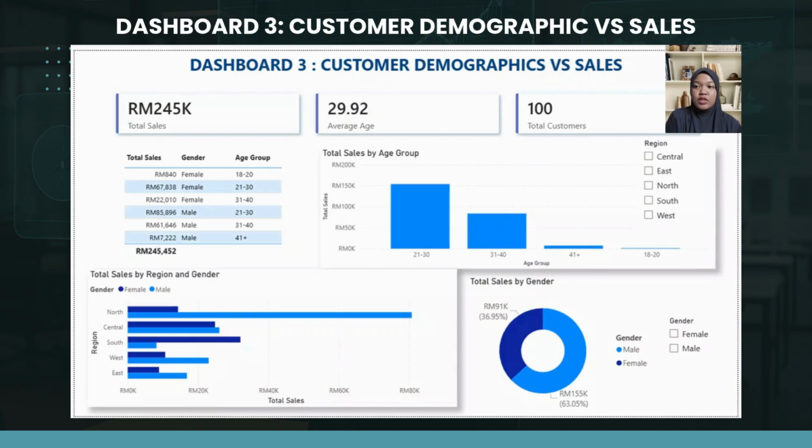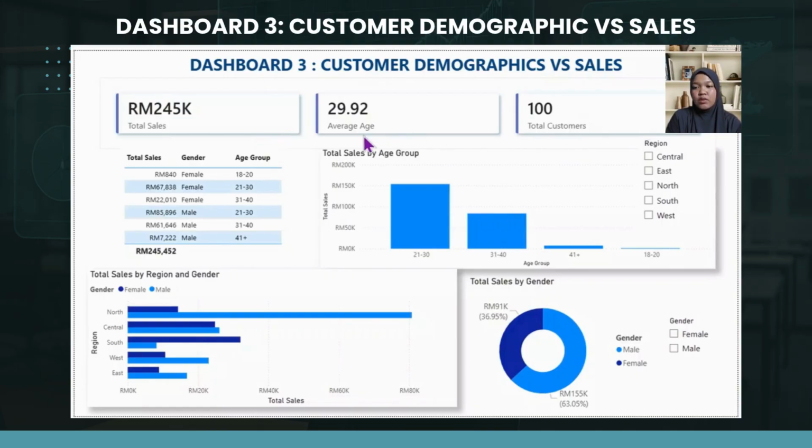Now I will present dashboard 3, which focuses on customer demographics versus sales performance. The purpose of this dashboard is to analyze customer purchasing behavior based on 3 main demographics factors, which are gender, age group, and region. By understanding customer demographics, businesses can identify their most valuable customer segments and develop more effective marketing strategies. As you can see on the dashboard, the total sales recorded are 245,000 ringgit with a total of 100 customers included in the analysis.